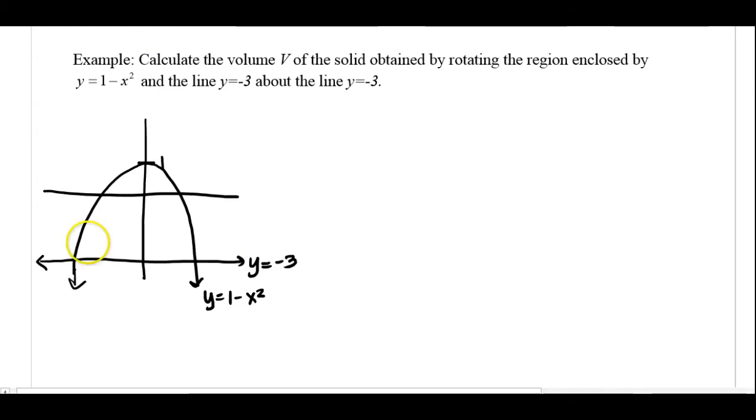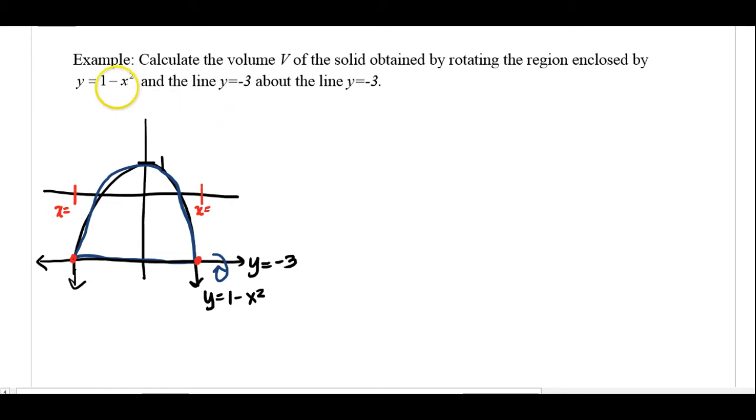So we want to rotate this region that's enclosed between these two graphs. So I'll try to highlight it in blue. So this is the region we're trying to rotate, and we're trying to rotate it around y equals -3. So my limits of integration are these points of intersection. So right here and right here, those are the x values I want to integrate from. So I need to find what this x value is here and what this x value is here that come from these points of intersection.